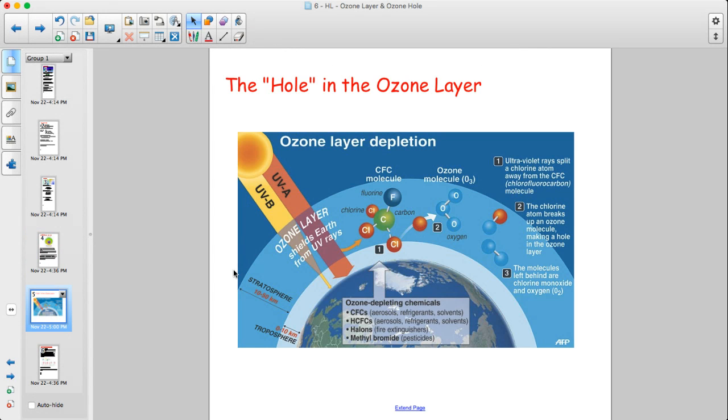Okay, so where does the hole in the ozone layer come from? It comes from, well, from humans, of course, and it comes from things that we call CFCs. CFCs are chlorofluorocarbons. So they're organic molecules that are made of carbon, and then they have some combination of fluorine and chlorine on them, hence the term chlorofluorocarbons.